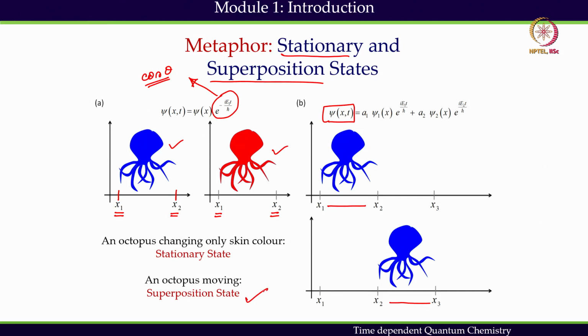A wave packet is created through the superposition state, and a superposition state is absolutely needed to observe quantum dynamics, to observe a change in the overall density. We will stop here and we will continue this module in the next session.